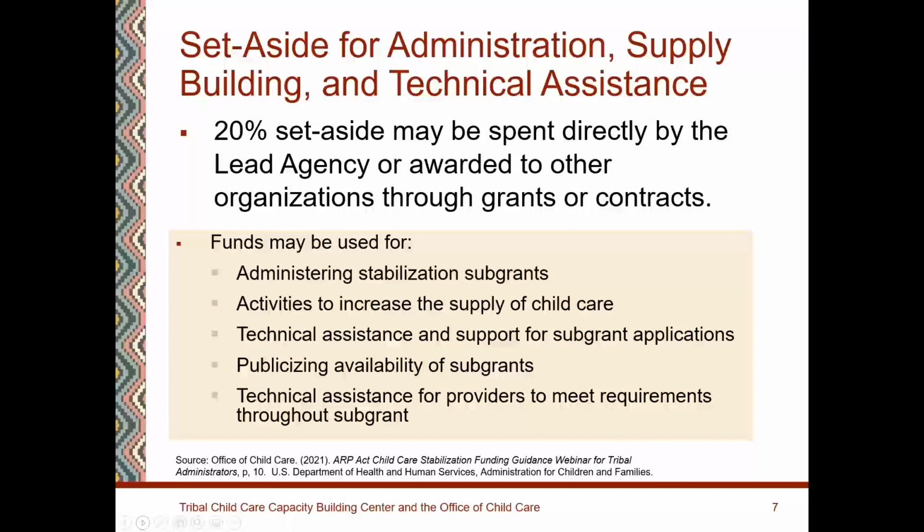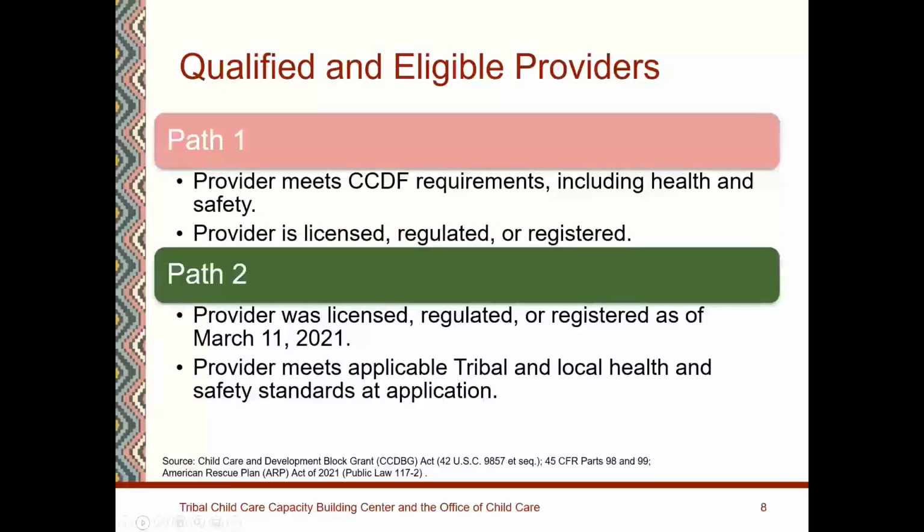So with that being said, we have received many questions of what makes a provider eligible and qualified to receive a subgrant. So there are two paths to be considered as a qualified and eligible provider. The first path is that the provider meets CCDF requirements, including health and safety, and that the provider is licensed, regulated, or registered. The second path is that the provider was licensed, regulated, or registered as of March 11th of 2021, and that the provider meets the applicable tribal and health and safety standards at the time of application.